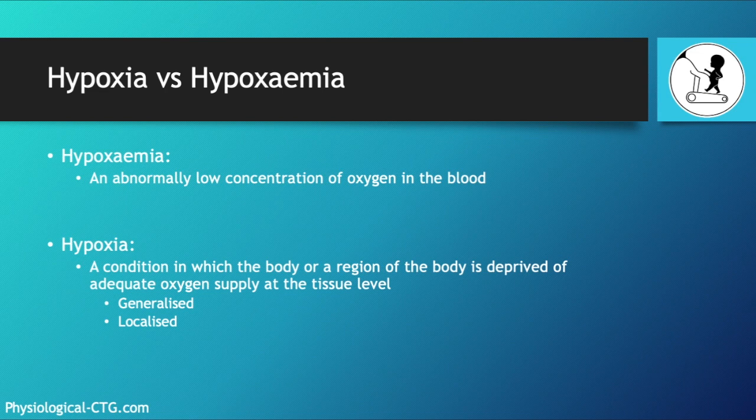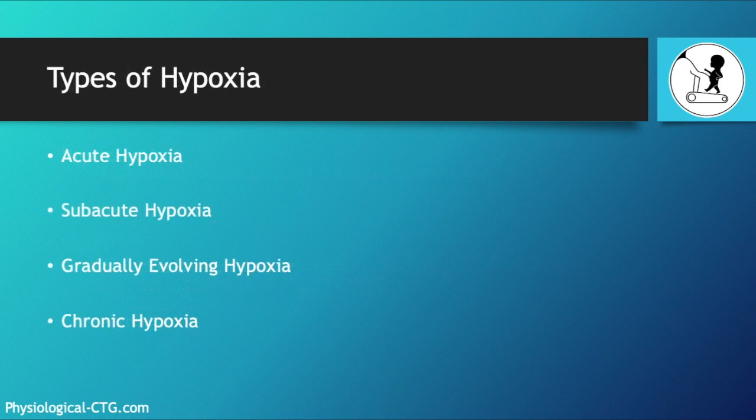It is the signs of development of hypoxia that we are more concerned about, and being even more specific, we are most concerned about signs of hypoxia of the fetal central organs, namely the brain and the heart. We tend to describe hypoxia in four scenarios: acute, subacute, gradually evolving, and chronic hypoxia. And we will be discussing each type or scenario in turn.